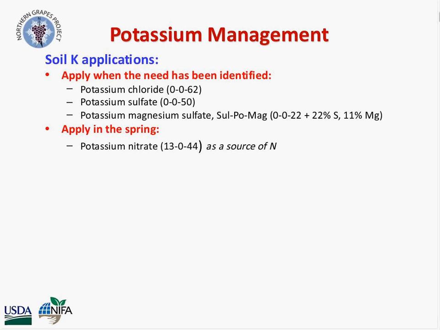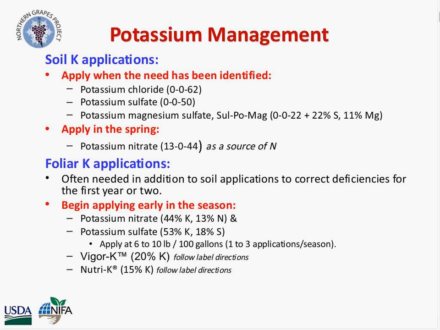Now, other applications. These are often needed in addition to soil applications when a deficiency has been identified, and maybe the first year for sure, maybe going into second year. Begin applying early in the season. Potassium nitrate or potassium sulfate can be used. Apply 16 pounds per 100 gallons, 1 to 3 applications. And of course, there's a couple of proprietary products, Vigor Grow, Nuche, with the follow directions.